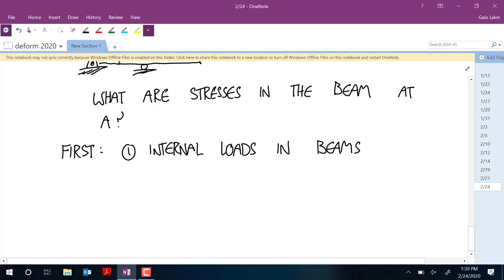And then we're going to have to, okay, so, but you all did distributed loads and statics, right? Yeah. So this is for point and distributed loads.